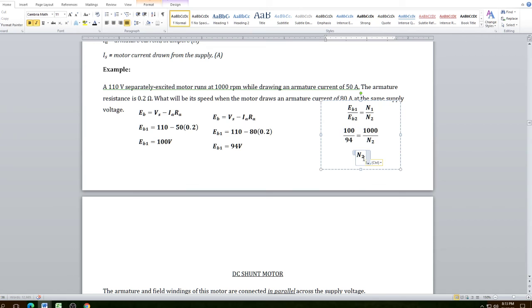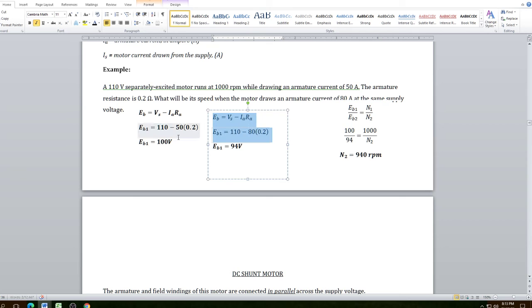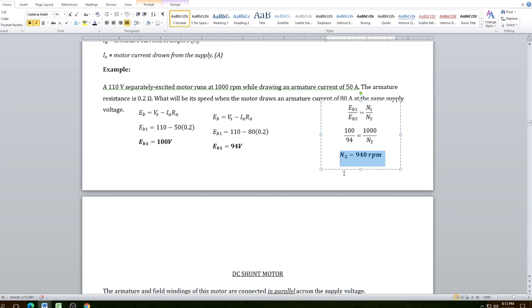N2 equals 100 over 94, times 1000, which is about 940 RPM. So this is the final answer: we have 940 RPM.